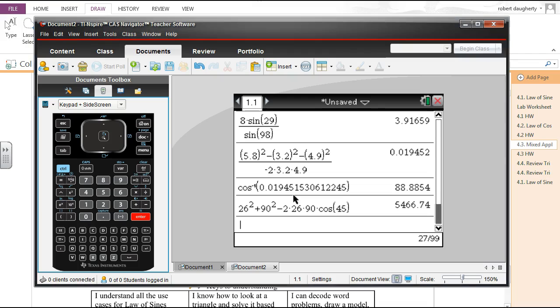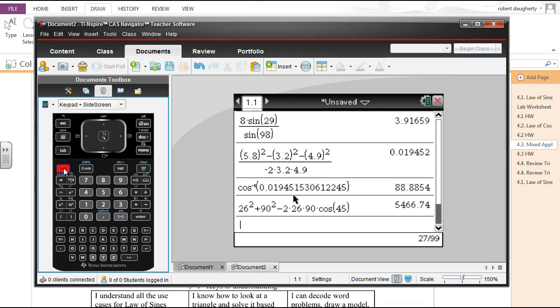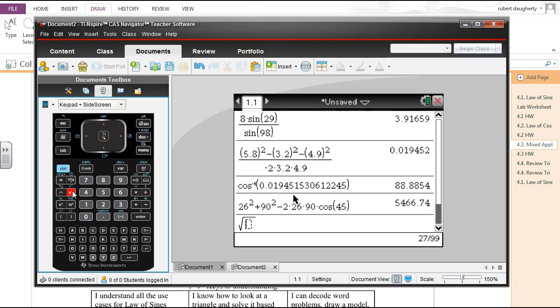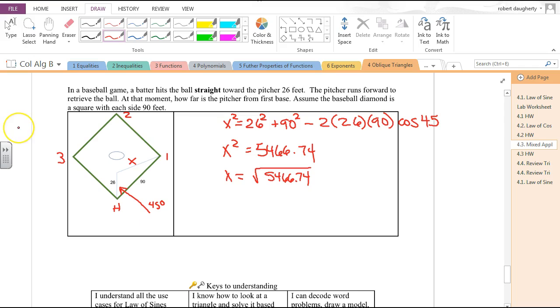So I'll go back to my calculator, the square root button, and I would just recall that number right there. And so the square root of that is 73.94. So 73.94 feet. That's how far the pitcher is from first base when he has to throw the ball. Okay?